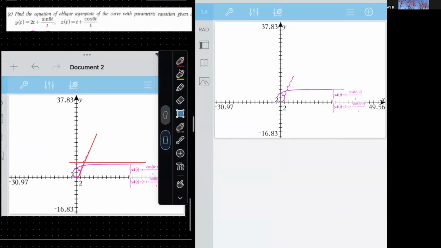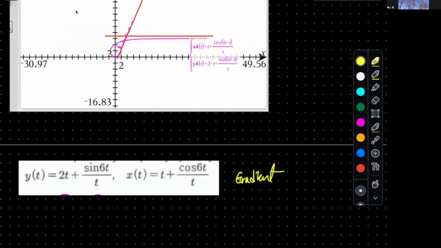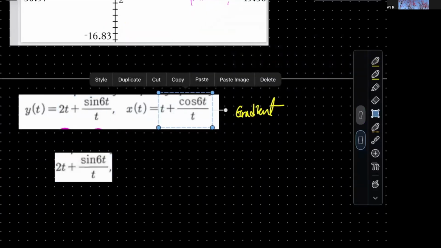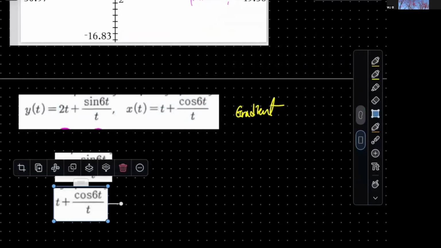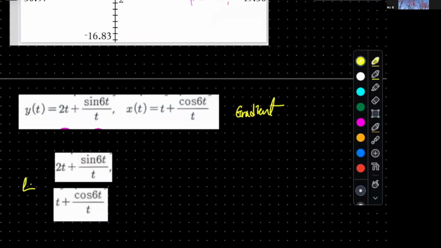But here's the thing, what do you think the gradient of the slanted asymptote is going to be? What's gonna be the gradient of the slanted asymptote? For the gradient, I'm gonna do the rise over run, isn't it? So for that, I have y over x. And the gradient of a slanted asymptote is the end behavior as t goes to infinity. So you realize that the gradient is going to be similar to 2.